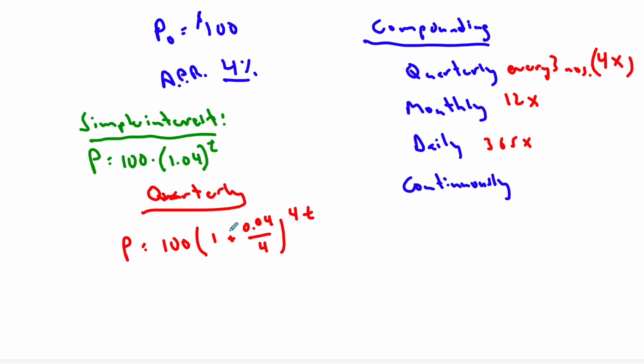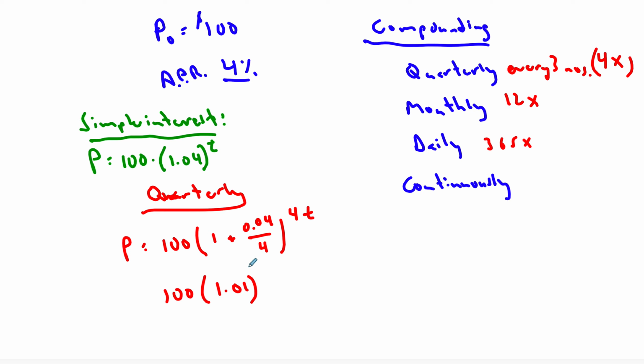Now here's the explanation. 1 plus 0.04 divided by 4. Well, 0.04 divided by 4 is easy to simplify. That's 0.01. 1 plus 0.01. Now if you think about it, if we split the 4% evenly, and we're doing it 4 times a year, 4 split 4 ways is 1. So we're adding 1% every 3 months.